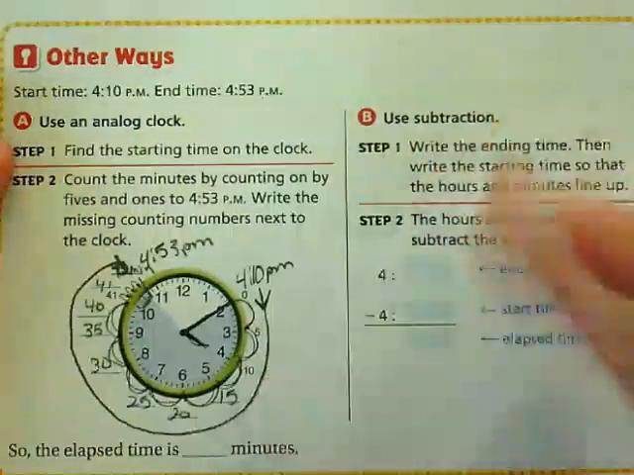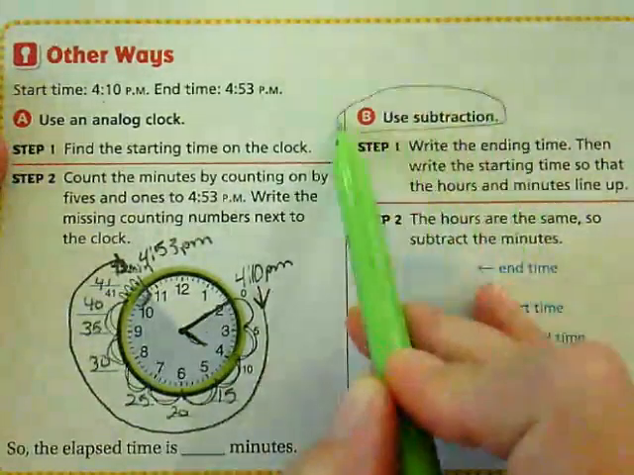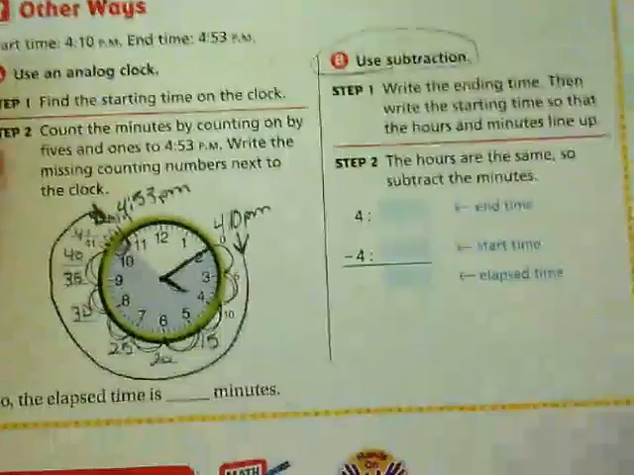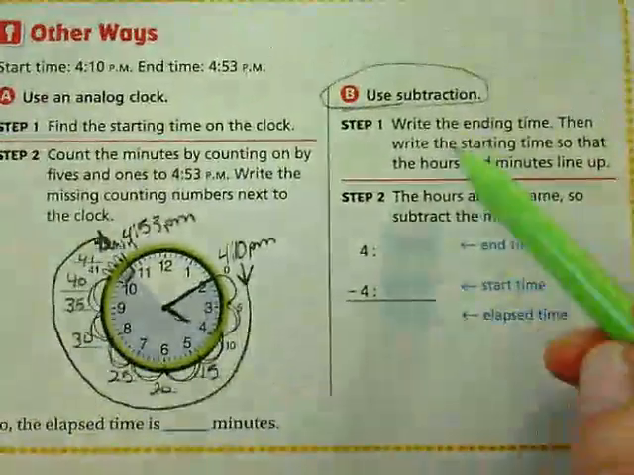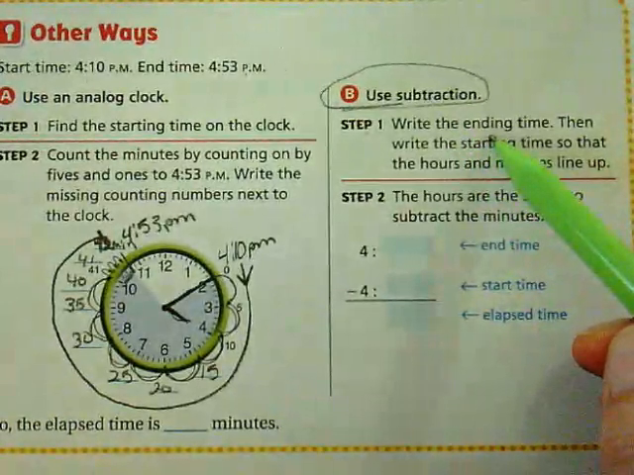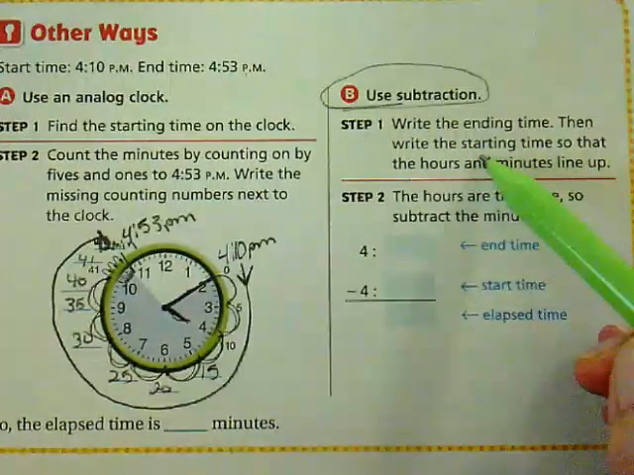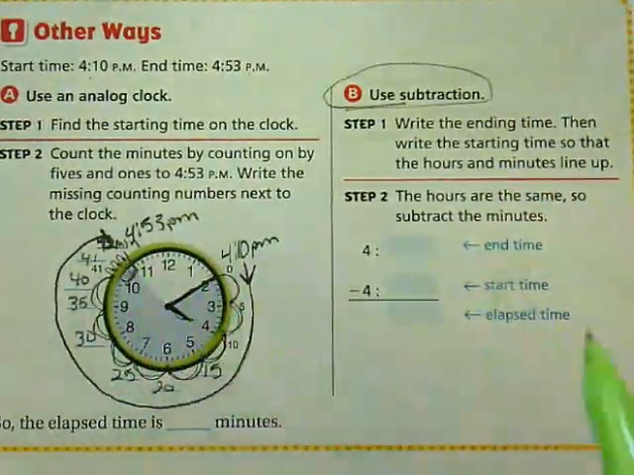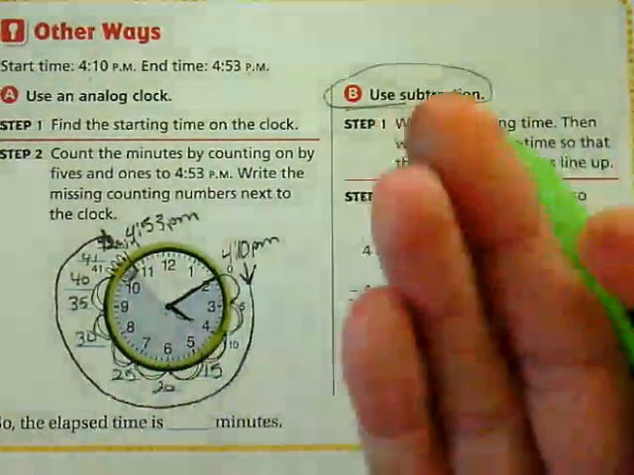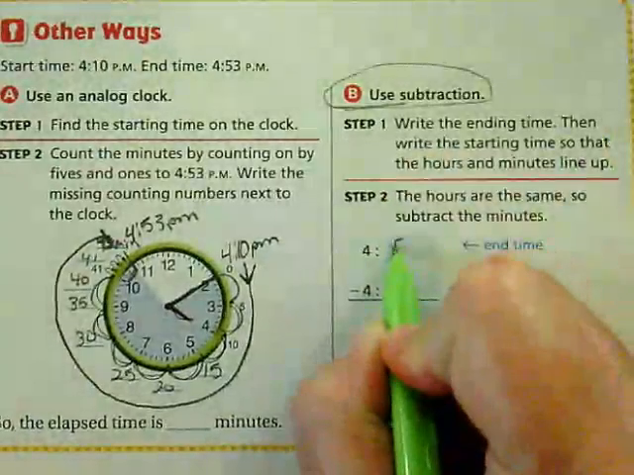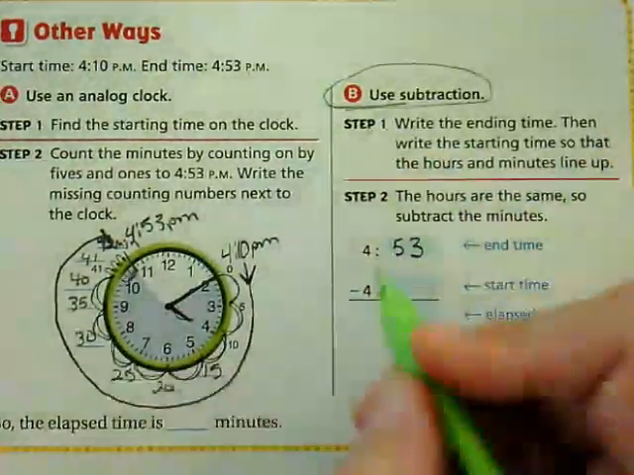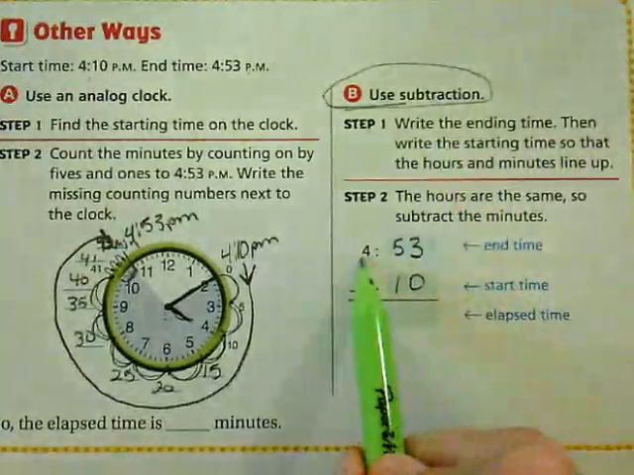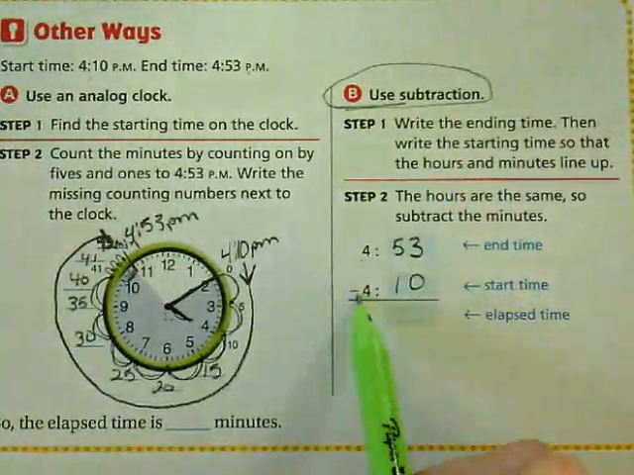A third way that you could use, a third strategy, is using subtraction. Subtraction is another strategy that we can use to find elapsed time. So step 1, if you want to use subtraction, is to write the ending time, then write the starting time. So instead of doing the starting time first and then going to the end time like we did on our number line and on our clock, we're going to switch it up this time. We're actually going to start with the end time, and then we're going to subtract the beginning time. So our movie ended at 4:53, and it started at 4:10.